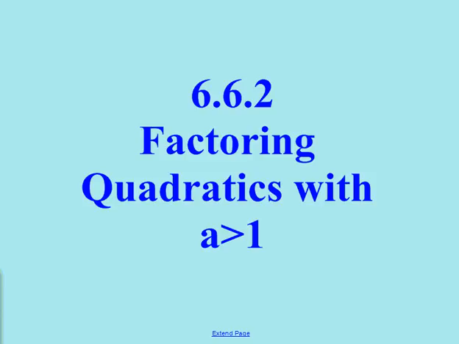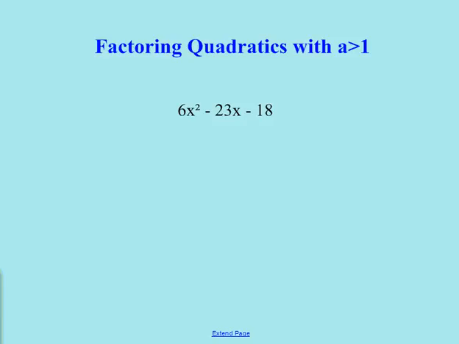This is section 6.6.2, factoring quadratics with a greater than 1. Here's our first example. We're given the quadratic expression 6x squared minus 23x minus 18. You'll see in this expression that the a, which is the coefficient of the squared term, is 6.